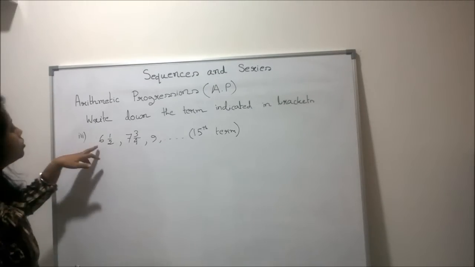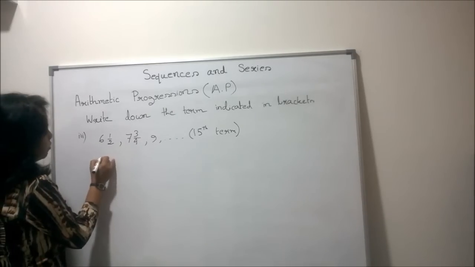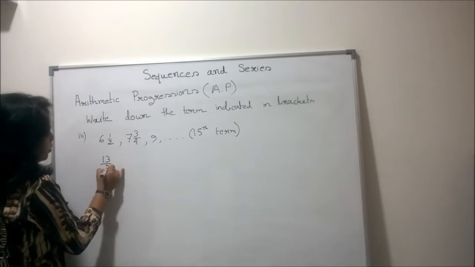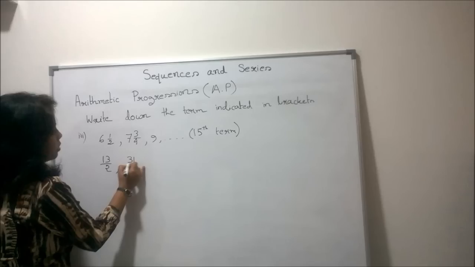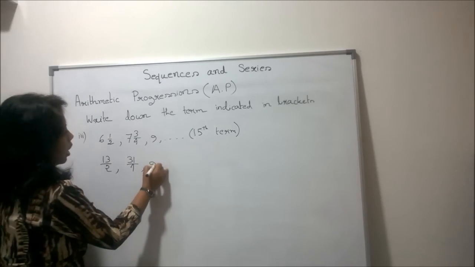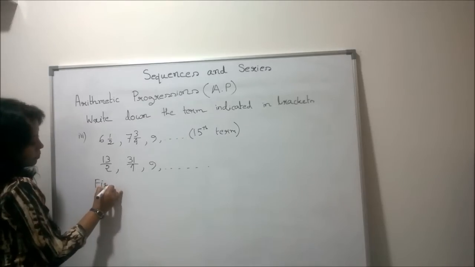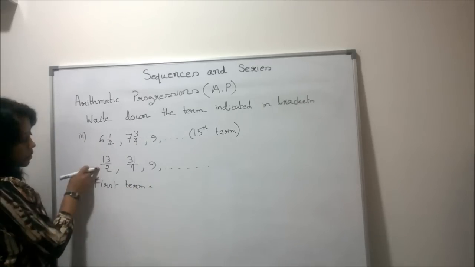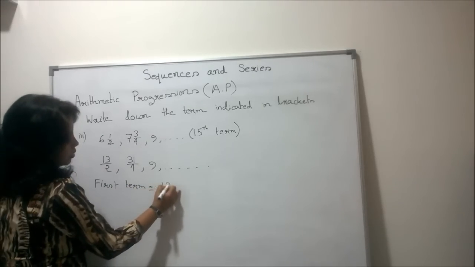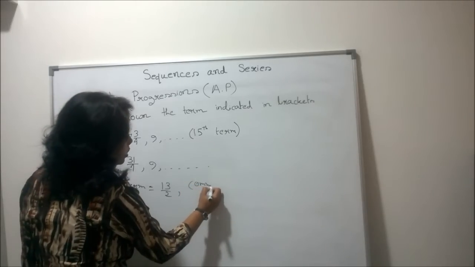Okay. First we represent it as an improper fraction. The sequence will be 13 by 2, 31 by 4, 9 in this way. So here the first term, what is the first term? That is 13 by 2, and what is the common difference?